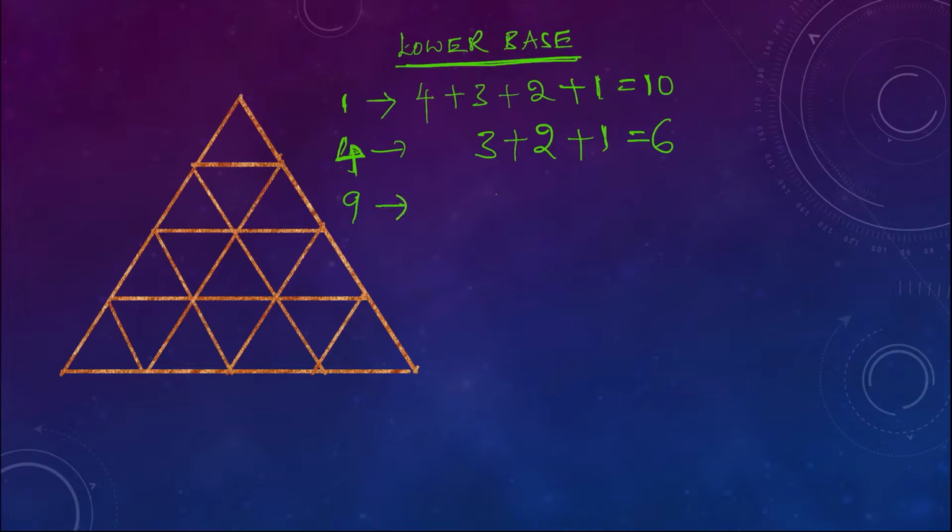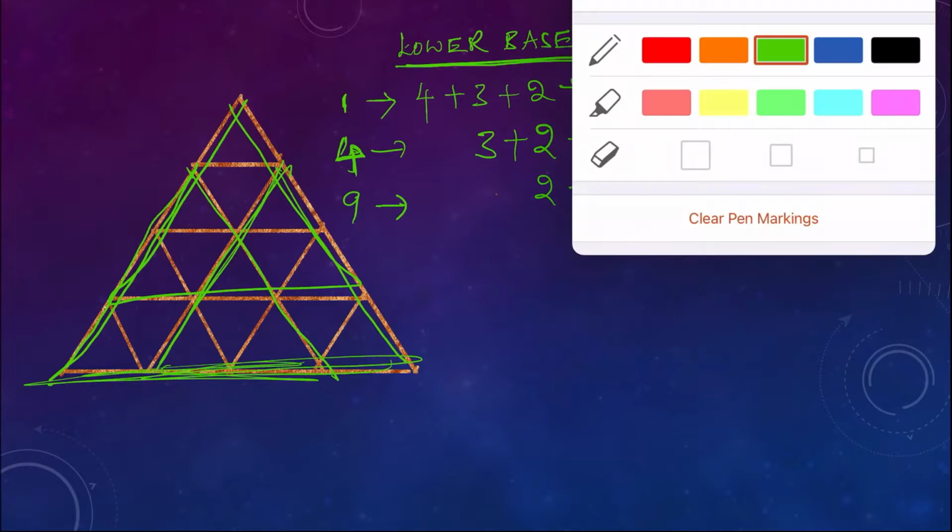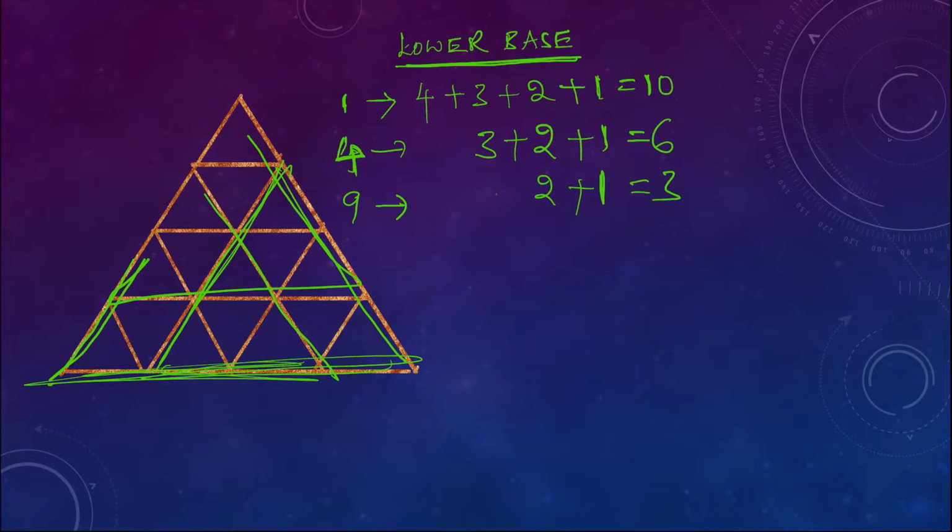So next come to 9 smaller triangle combinations. How many are there, lower base? Here 1 you can observe, here 2 you can observe. In the first row 2 and then at the top 1. So total 3 are there.